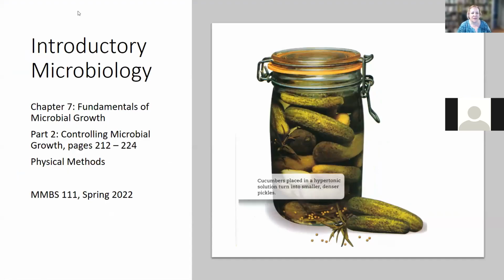All right. Okay, so this week we're going to be covering the second half of chapter 7, which is specifically talking about how to control microbes in the environment. Last week we talked about how we want to promote their growth. This week we're going to talk about killing them.